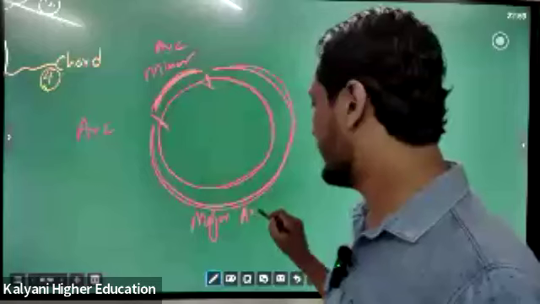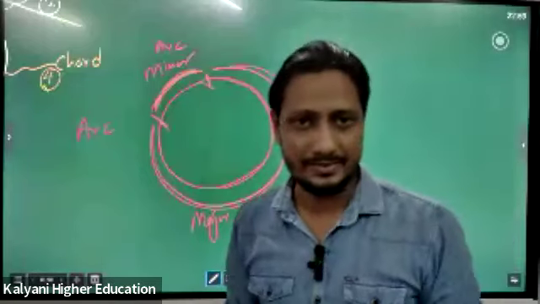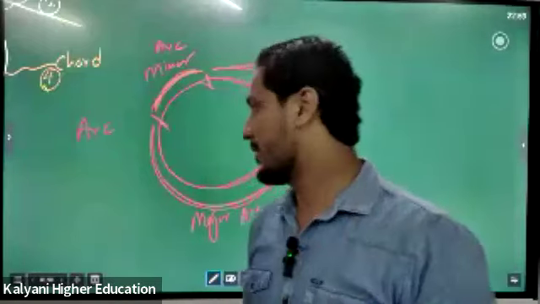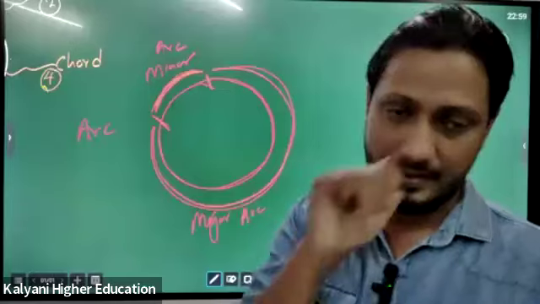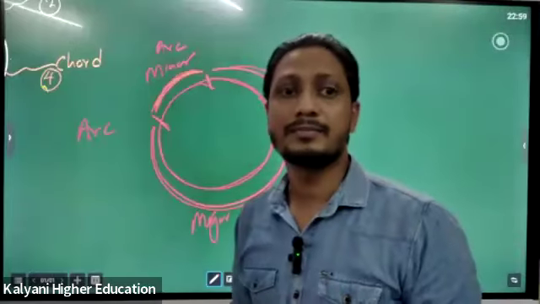Major arc. What is the name of that one? Major arc. Is it clear? Can you understand? What do we call the smaller one? Minor arc. And the bigger one? Major arc.